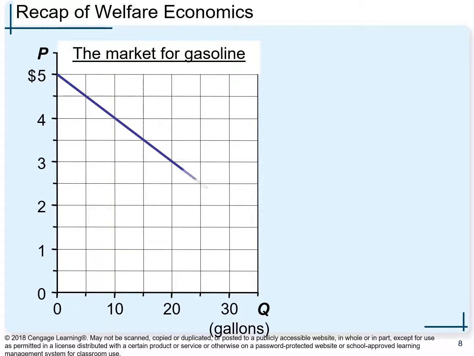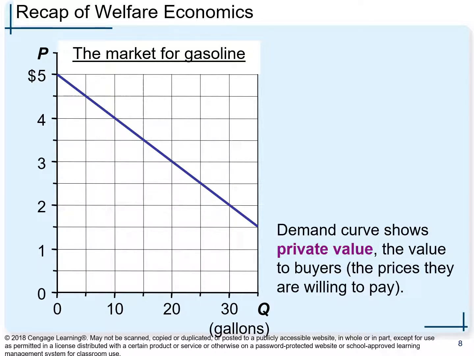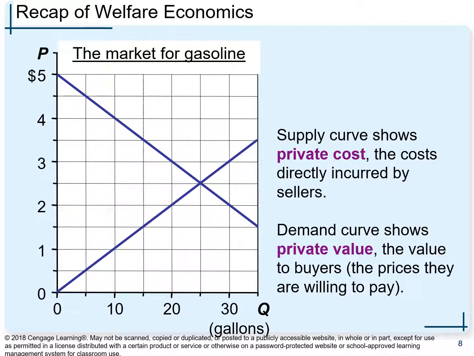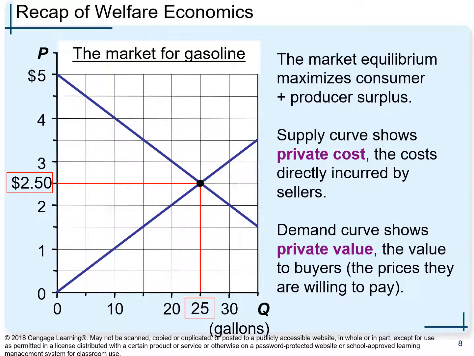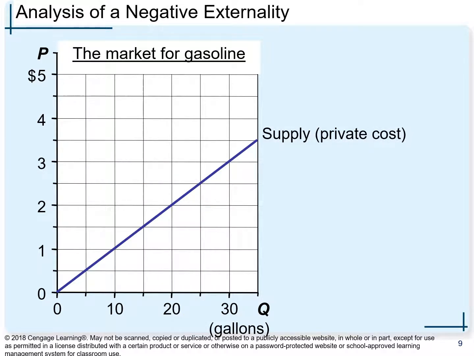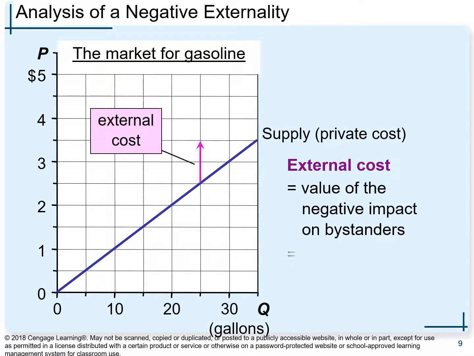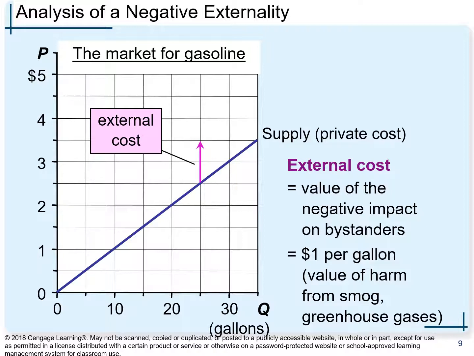Let's look at a recap of welfare economics. The demand curve shows the private value, the value to buyers, which is the price they are willing to pay. The supply curve shows private costs, the costs directly incurred by sellers. The market equilibrium maximizes consumer and producer surplus at 25 gallons at $2.50. Now, let's look at the external cost, the value of the negative impact on bystanders, which equals $1 per gallon, which is the value of harm from smog and greenhouse gases.